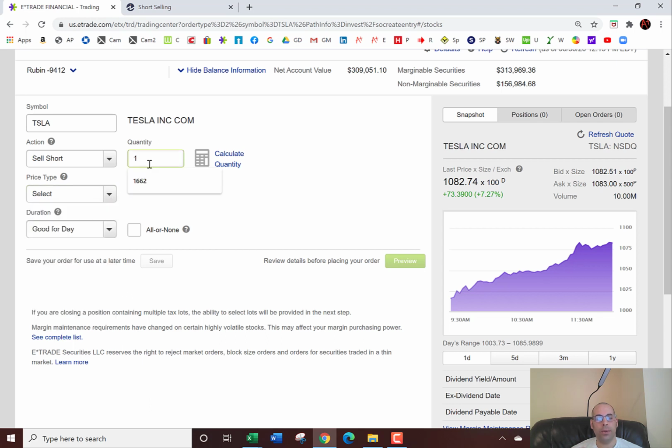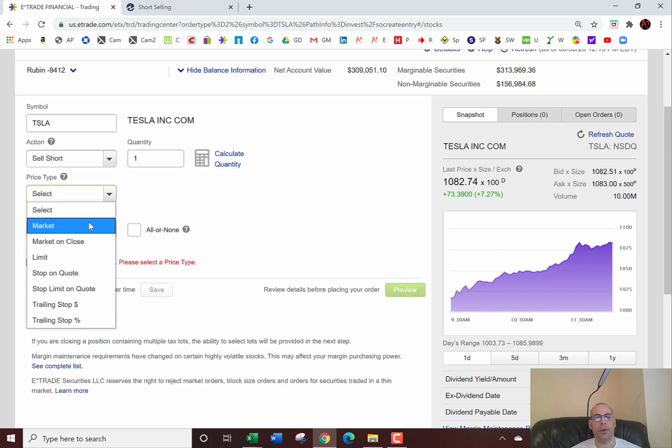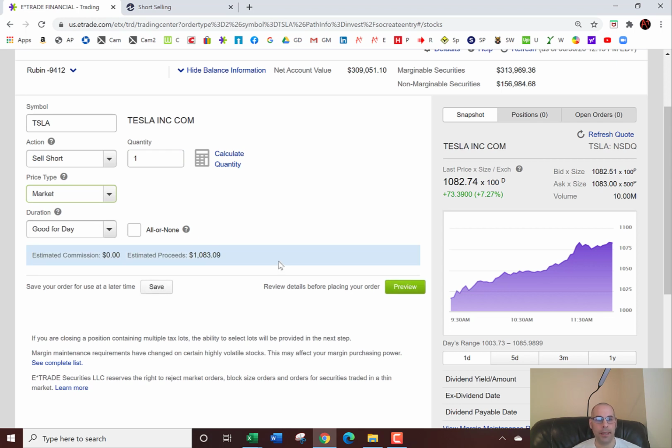And I'm going to select one in the quantity, and I'm going to select market order so the transaction happens immediately. And it's nice to see I don't have to pay a commission when I do this. So you see it says my estimated proceeds are $1,000. So I'm going to receive $1,000. If I was going to buy the stock, it says my estimated cost. So I would lose $1,000. $1,000 would be taken out of my account, and I would receive one share of Tesla stock. But when I sell short, I actually receive $1,082 in cash into my account.